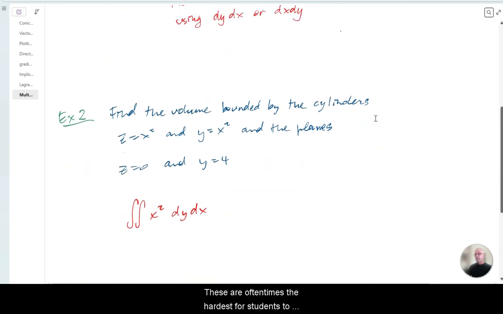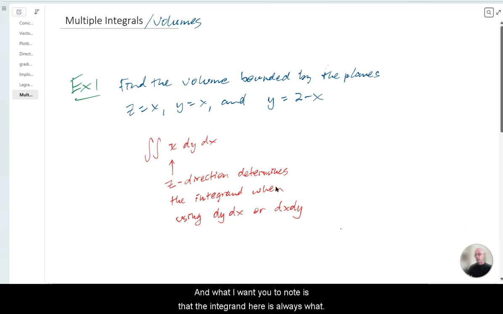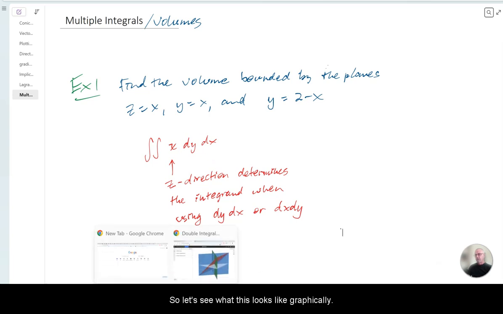These are oftentimes the hardest for students to understand how to figure out the limits of integration and even the integrand. And what I want you to note is that as long as they're using dy dx, the integrand is always what's going on in the z direction. So let's see what this looks like graphically.